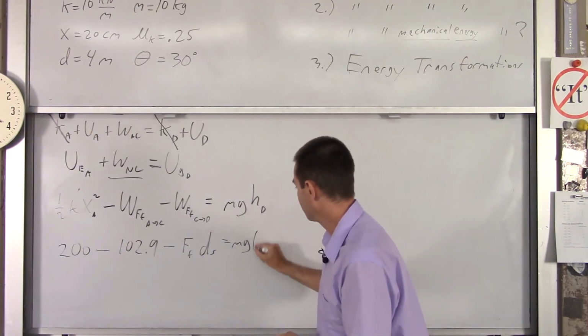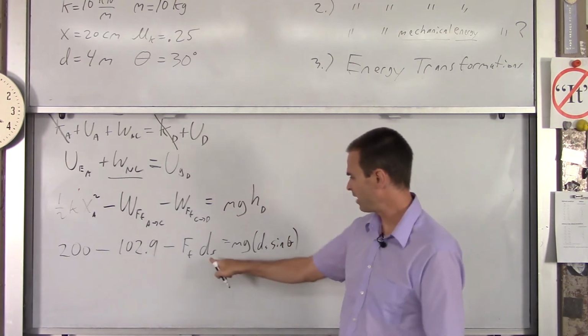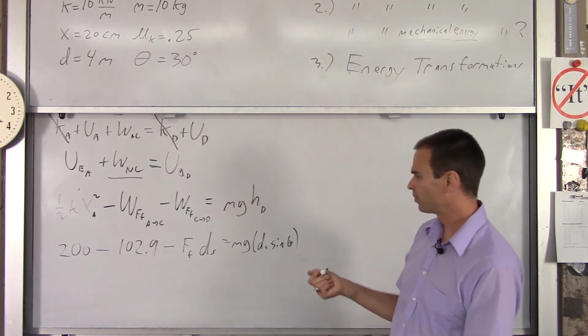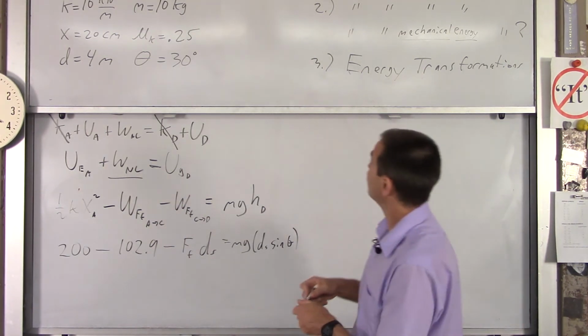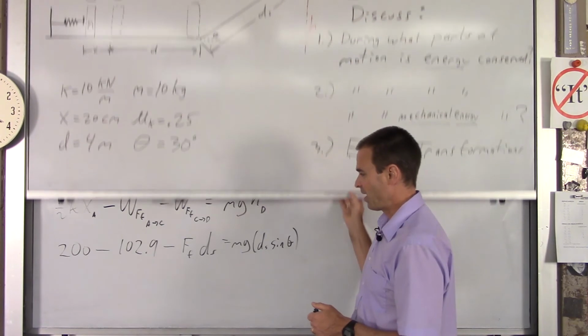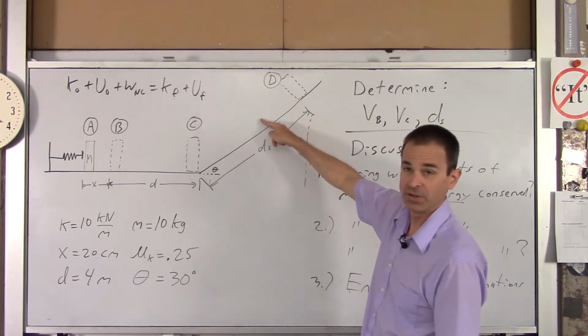So h turns into d sub s sine of the angle. So I'm going to have my unknown in two spots, okay? But the rest of the numbers I'm going to know, all right? Force of friction.